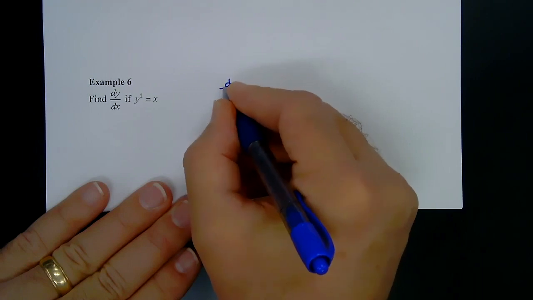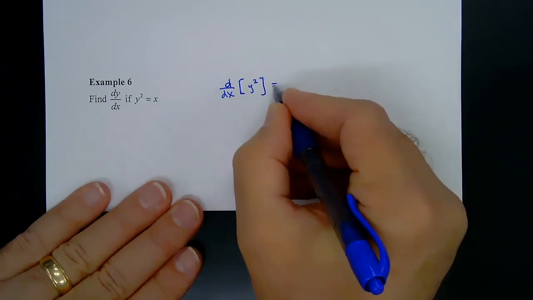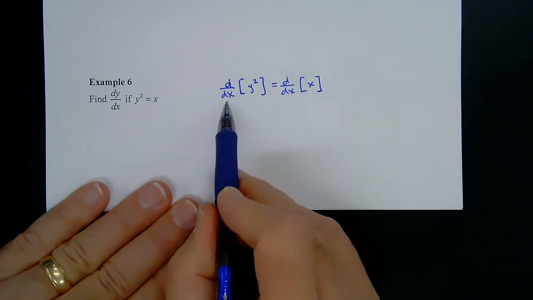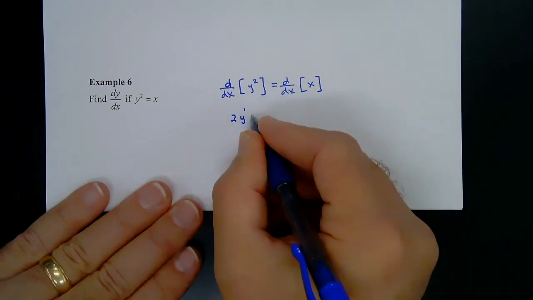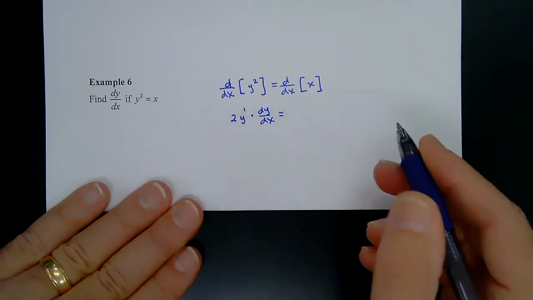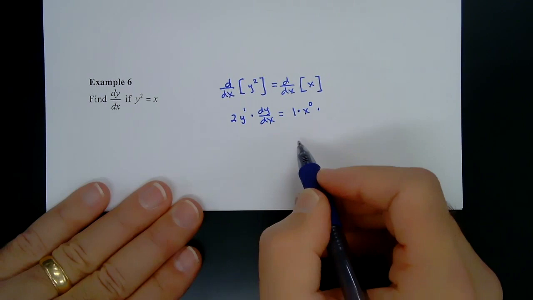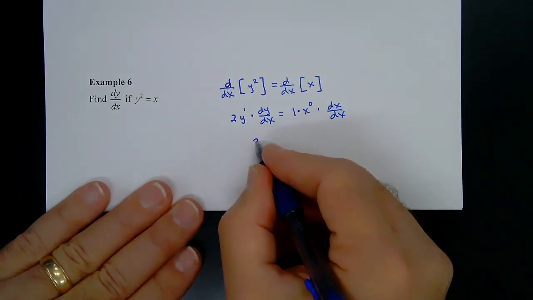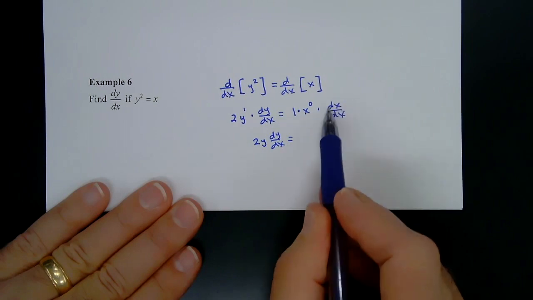So we're going to take the derivative with respect to x of this left-hand side, which is y squared, equals, and we're going to take the same derivative with respect to x of the right-hand side, which is x. And so the derivative with respect to x of y squared, that's just the power rule and the chain rule. So this becomes 2y to the first times the derivative of y with respect to x, which is dy over dx, is equal to, and here the power rule would give us 1 times x to the 0 times the derivative of this x with respect to x, which would be dx over dx. So cleaning this up, this would be 2y times dy over dx is equal to, and this would be 1 times 1 times 1, so this is 1.